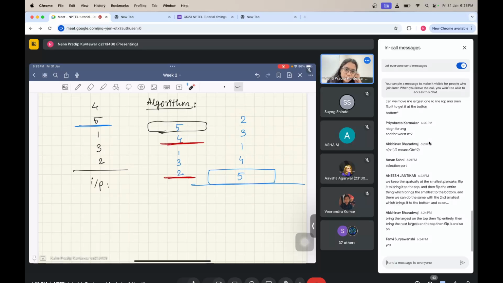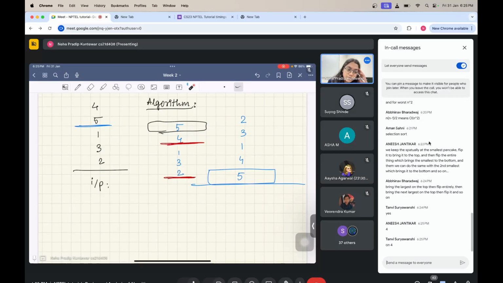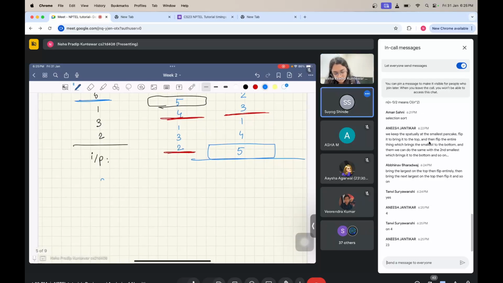So where do we put the next spatula? On 4. But should we do that, because 4 is already in the correct place, right? Yeah, on 3 then. On 3. So now you put a spatula here. So what do you get? 3, 2, 1, 4, 5. And then next where?